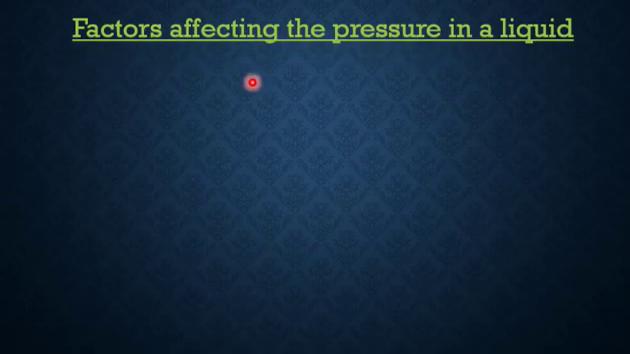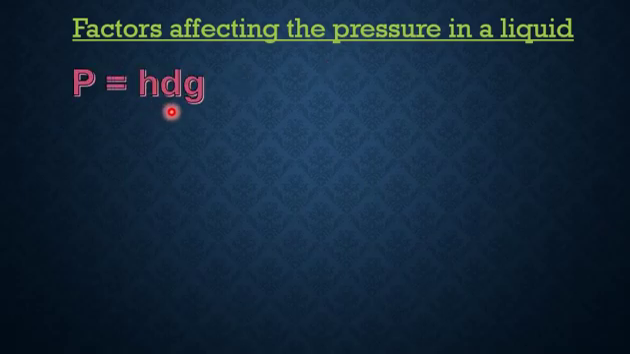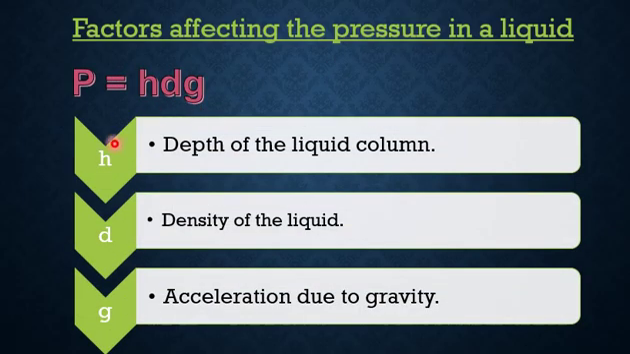Next, what are the factors which affect the pressure in a liquid? From the formula we know P equals hdg, where h stands for depth of the liquid column, D stands for density of the liquid, and g stands for acceleration due to gravity. So these are the three factors which affect the pressure in a liquid.